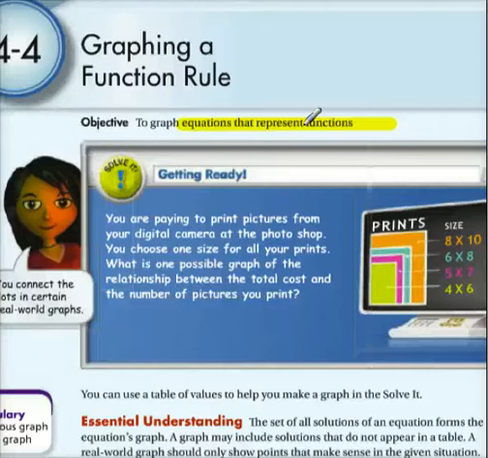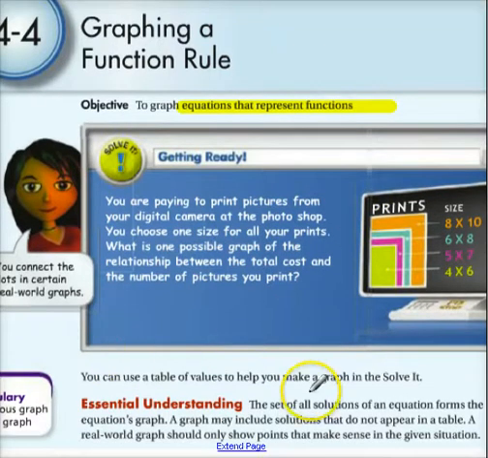Lesson 4-4, Graphing a Function Rule. All right, so we've been talking a lot about these function rules for linear and nonlinear functions. So today we're just going to talk about how to create these graphs. All right, so if I scroll down a little bit, essential understanding.